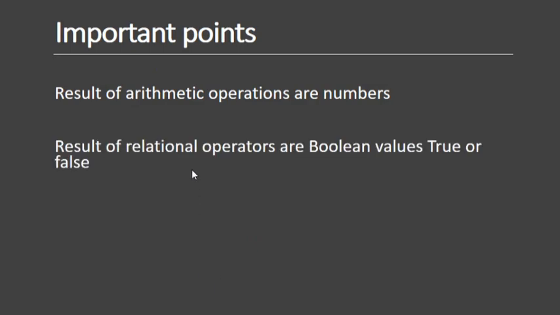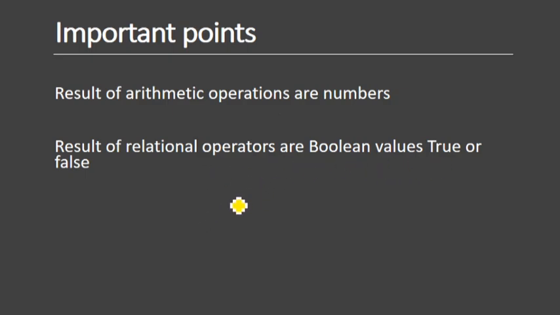Important points about the operators. The result of arithmetic operators are numbers. For example, 3 plus 5 equal to 8. So the result of any arithmetic operator is a number. The result of relational operators are Boolean values, true or false.